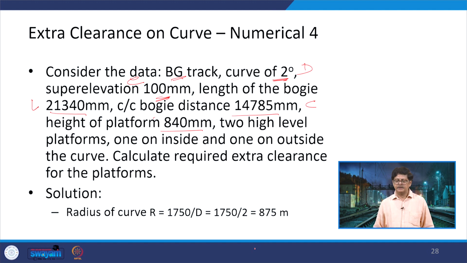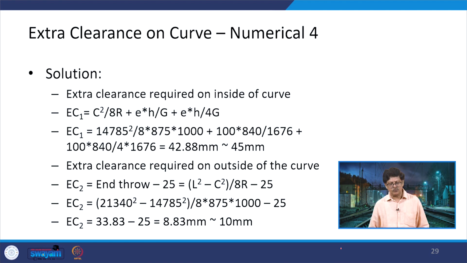So, as the curve degree is being given, we convert it into the radius, and because it is 2 degrees, what we get is 875 meters. Now, the extra clearance on the inside of the curve is because of the overthrow, because of the lean and because of the sway. So, it is C square divided by 8R plus E into H by G plus E into H divided by 4G. So, when you put the values here, C is 14785, R is calculated 875, E is given as 100, and H is the height of the platform being given as 840. When we put all of these values, what we get is 42.88 mm, and we can round it off and it becomes 45 mm.